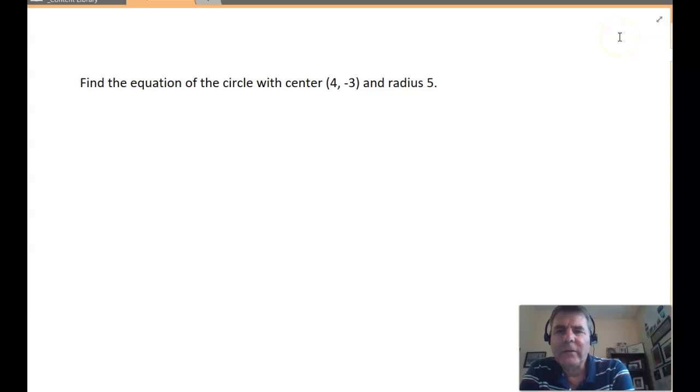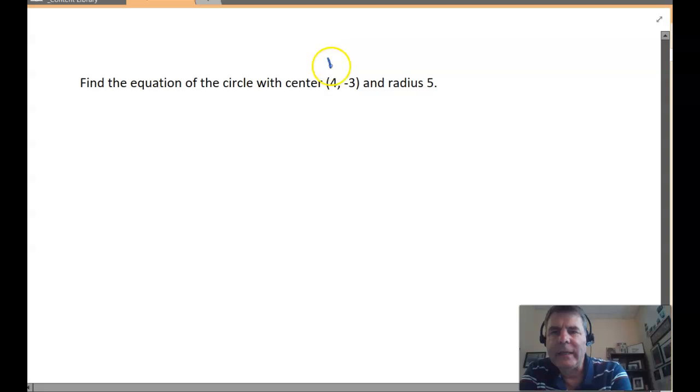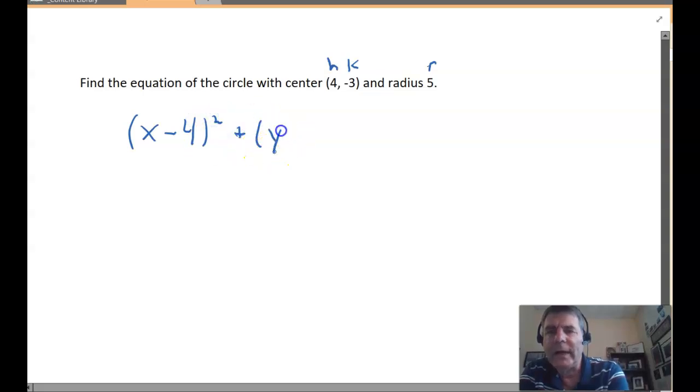So let's find the equation of the circle with center 4, -3, and radius 5. Okay, that's h, that's k, and that's r. So x minus h squared plus y minus negative 3, so that's plus 3, watch out for that, squared, equals r squared. And don't forget to square your radius. That's it.